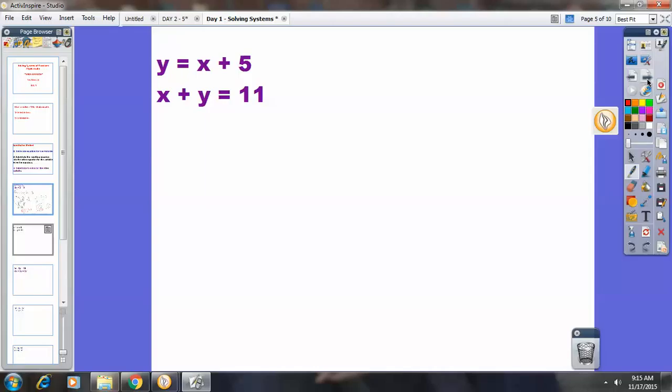Do we have a variable by itself? Sure, the first equation has y by itself. So I'm going to take x plus 5 and I'm going to put it in for y in the other equation.